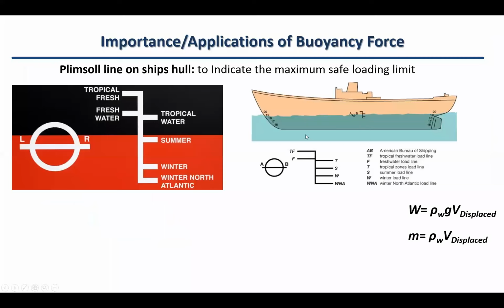The Plimsoll line is a very popular marking on ship hulls. You can see this sign on the ship hulls, called the Plimsoll line, to indicate the maximum safe loading limits for any ship, and it uses exactly the buoyancy formula.